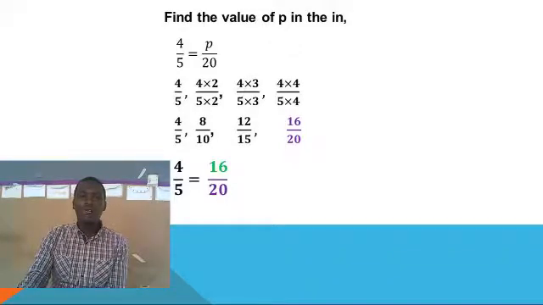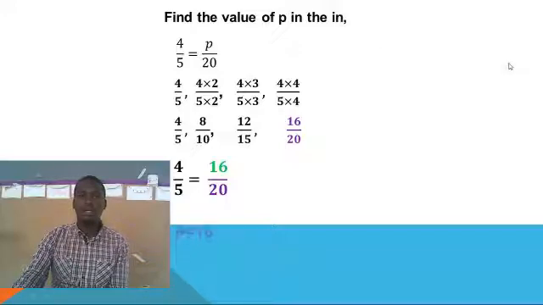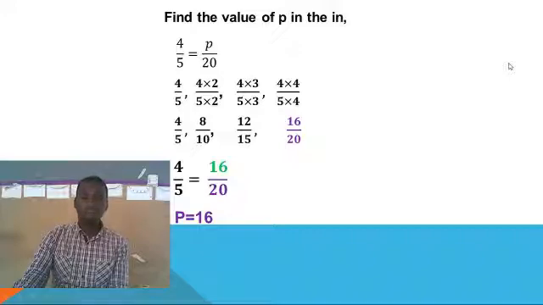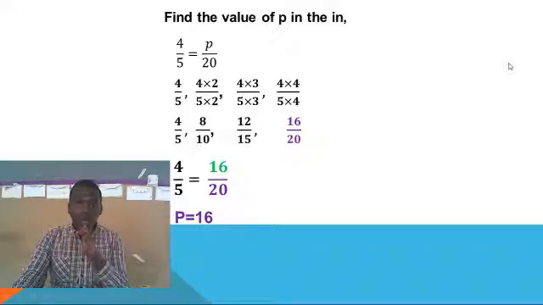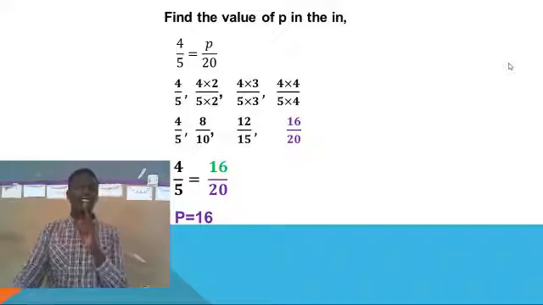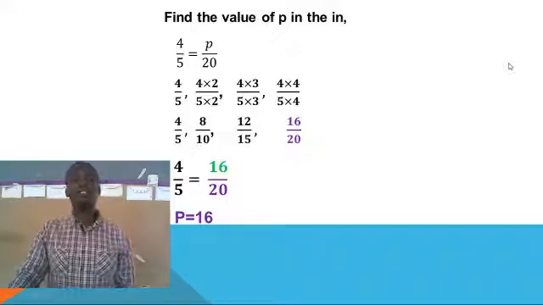So what is the value of P? When we substitute, we say our P is equal to 16. P is 16. What is our P? P equals 16. Go back and go through. How did we find it? We had to get other equivalent fractions until we get the one which has the denominator as 20. That is a simple trick.